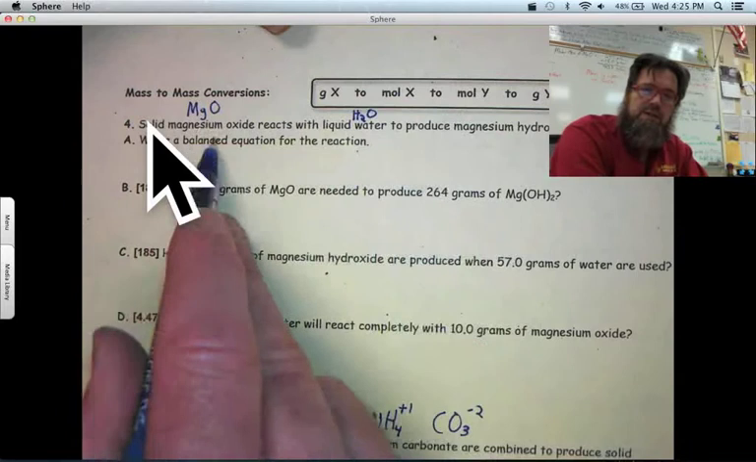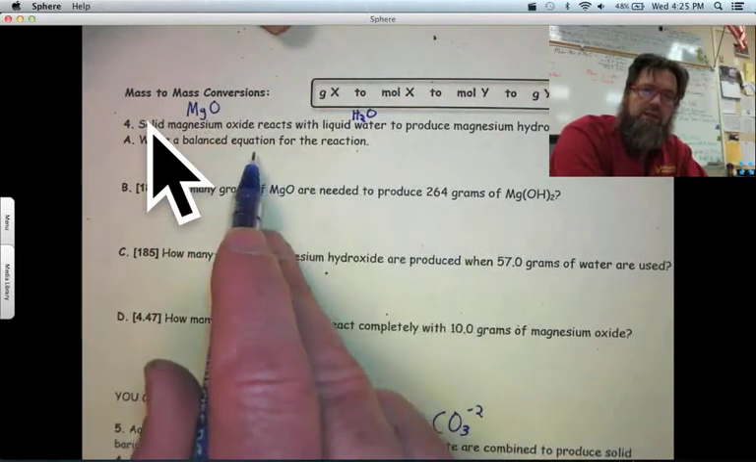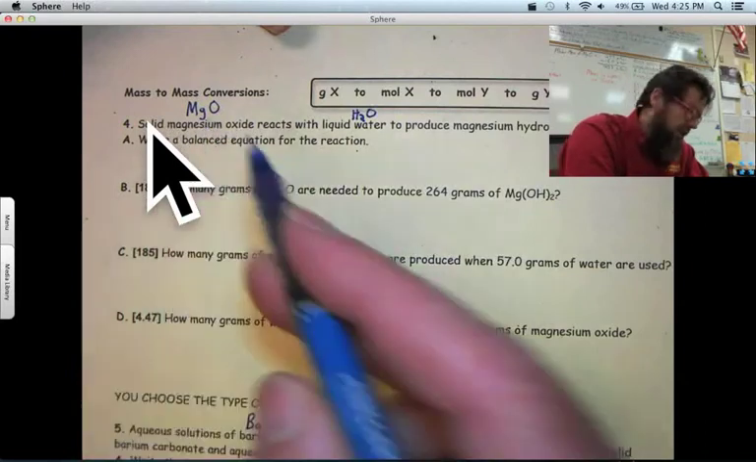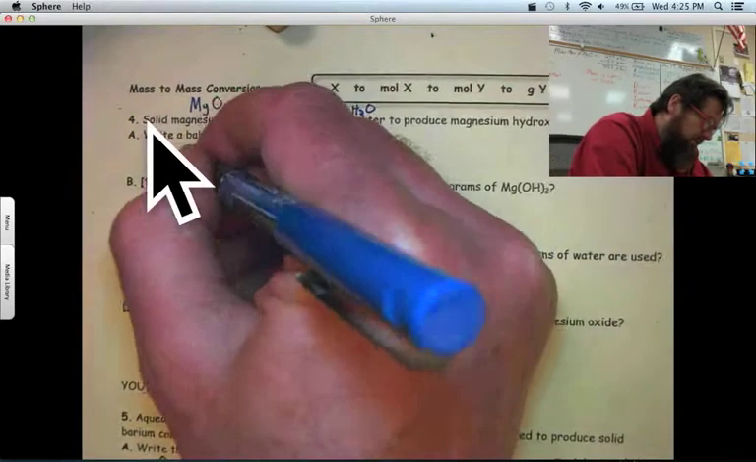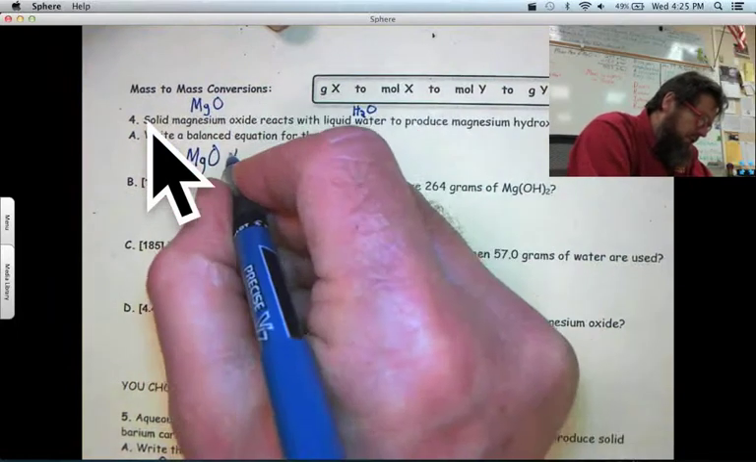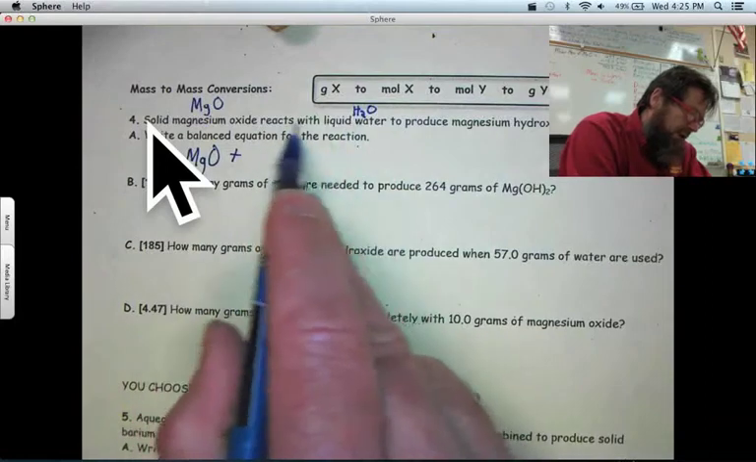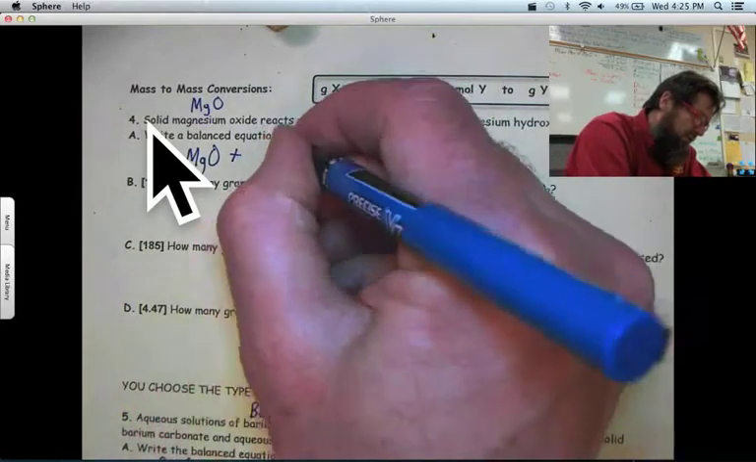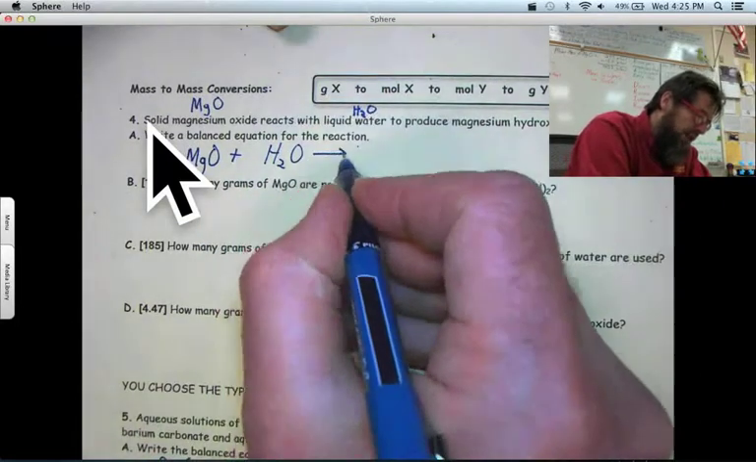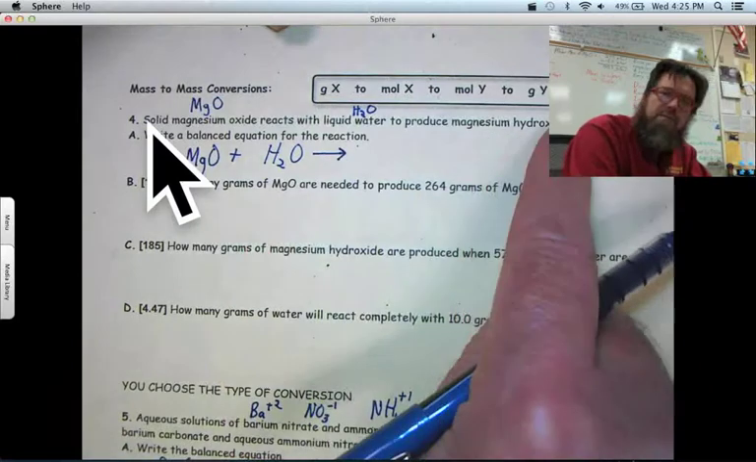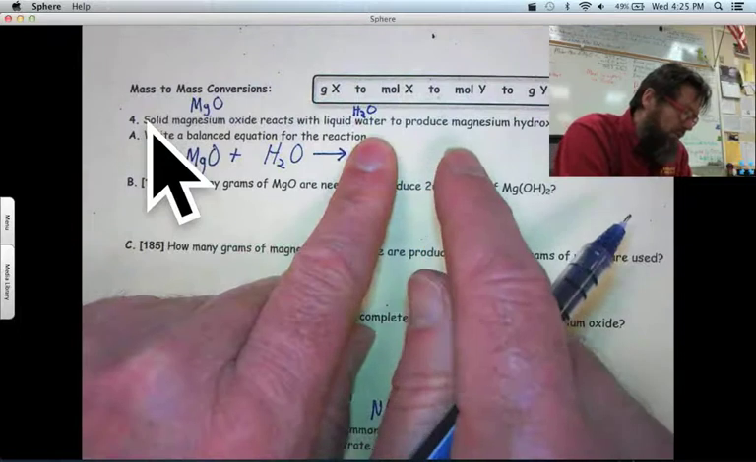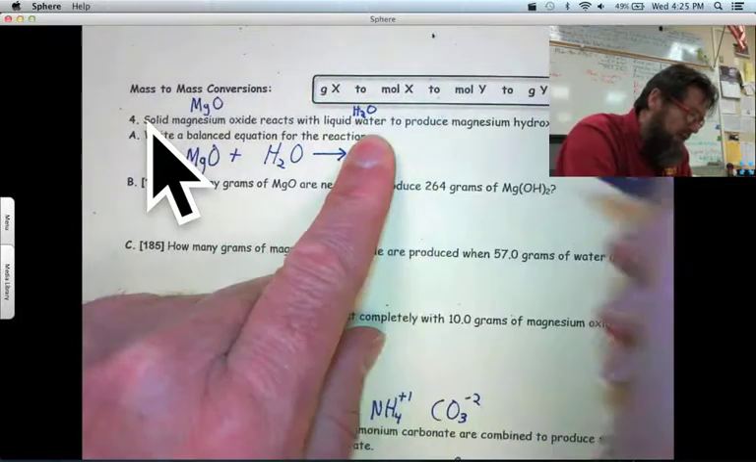Let's translate this English sentence into a balanced equation. Solid magnesium oxide, that's MgO, plus liquid water, that's the other reactant, H2O, to produce, that's the product, so we need an arrow, magnesium hydroxide. So magnesium is a +2 ion, and hydroxide is -1.